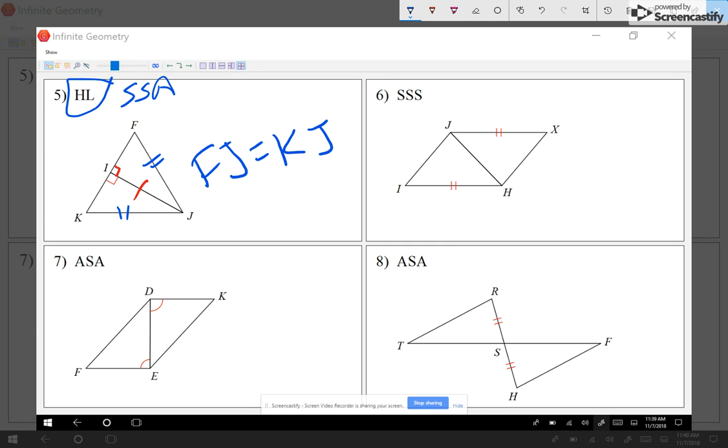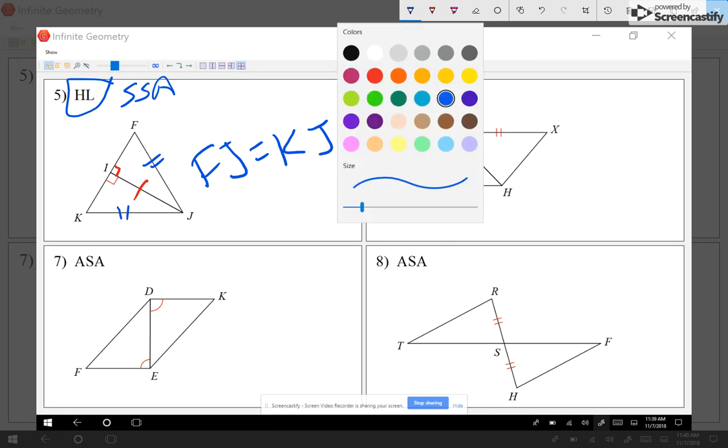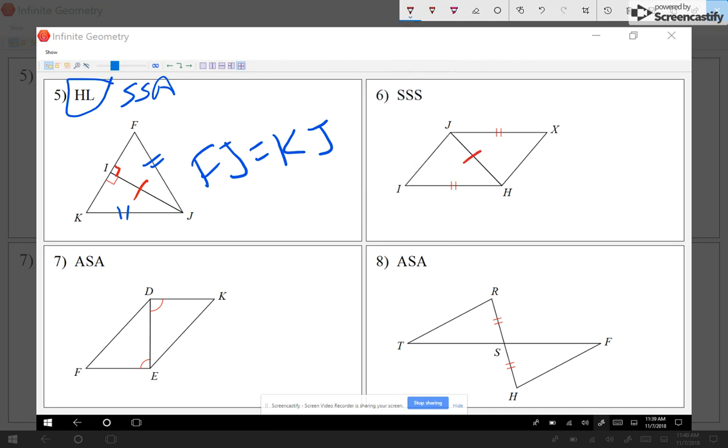Okay, now looking at question number 6. Technically, we can say the middle side is given. I want this to be side side side. All three sides marked. If I look at one triangle, I'm missing this side. On the other triangle, this is the side that I'm missing. So IJ is equal to HX. Right? When you talk about a side, you need two letters. Which two letters make that side?